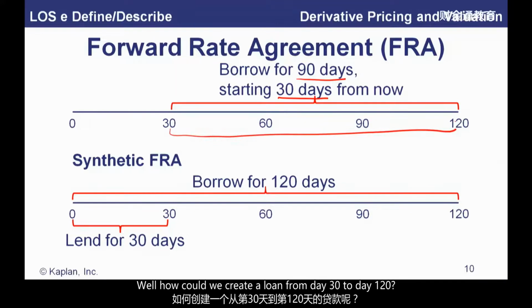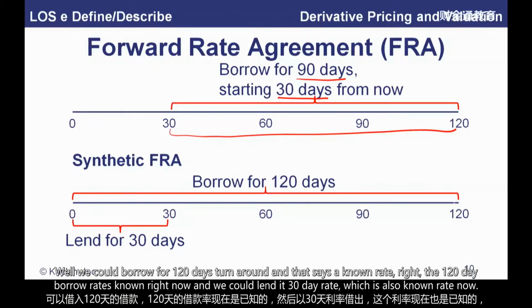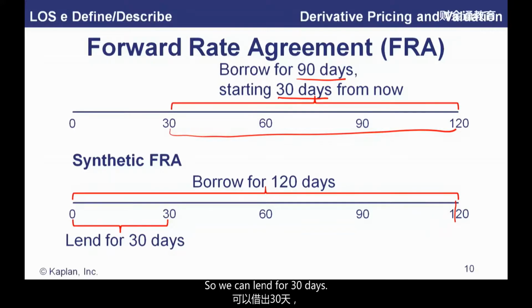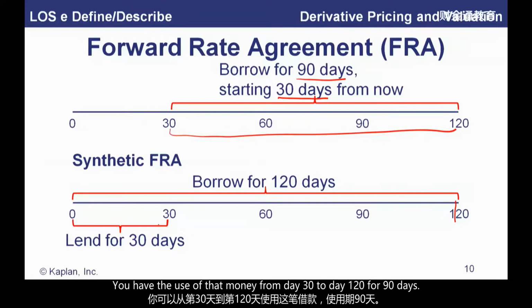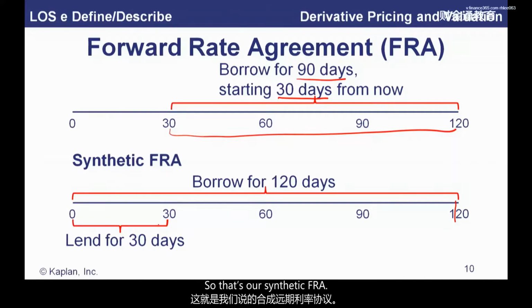Well, how could we create a loan from day 30 to day 120? Well, we could borrow for 120 days, and that's at a known rate, right? The 120-day borrowing rate's known right now. And then we could lend at the 30-day rate, which is also known right now. So we can lend for 30 days. Well, if you borrow money for 120 days, lend it out for 30 days, and then get paid back, what do you have? You have the use of that money from day 30 to day 120 for 90 days. So that's our synthetic FRA.